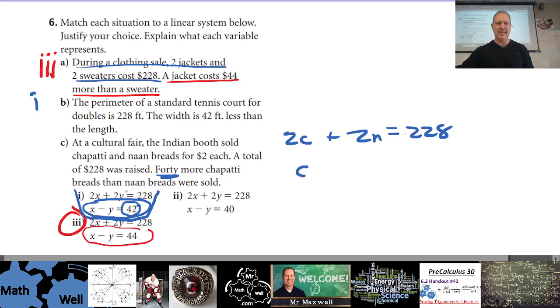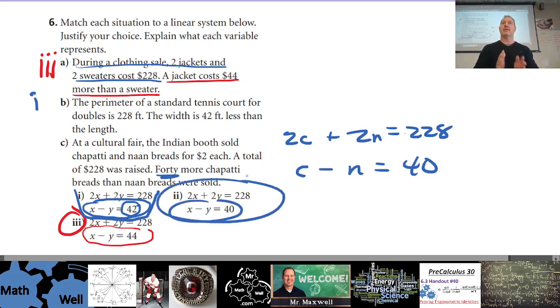So chapati minus naan is 40. Look at that. That makes sense, does it not? Yes? Do you approve of that equation? Okay, good. I approve of your pronunciation of these words. Okay, good job.